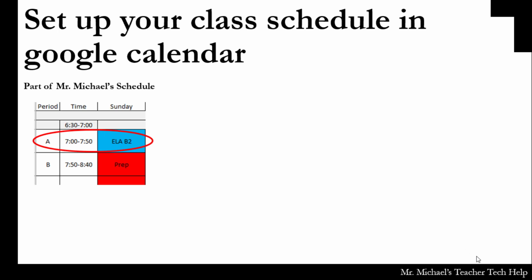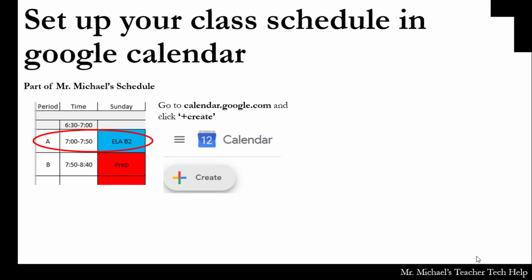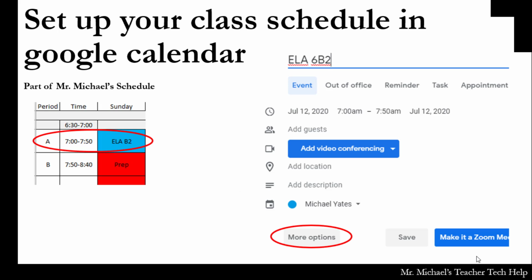So here's part of my schedule. At 7 to 7:50 a.m., I'm teaching ELAB2. So I can go to calendar.google.com, hit the plus Create, give it a name, give it a date, give it a time. You're not going to need any guests. They automatically come to you.